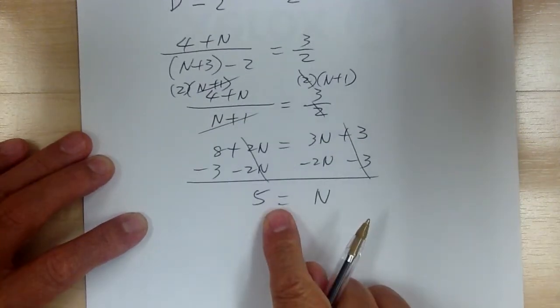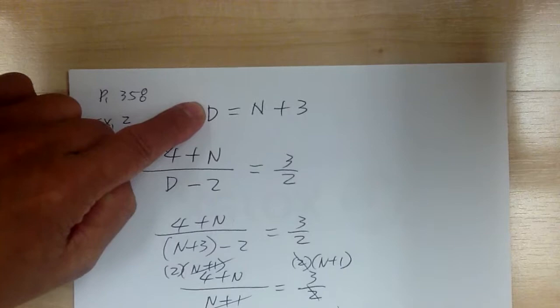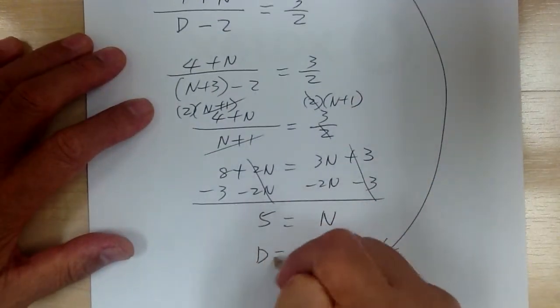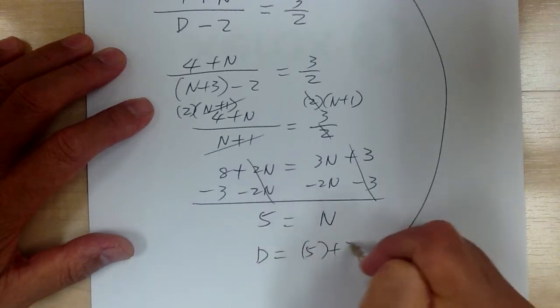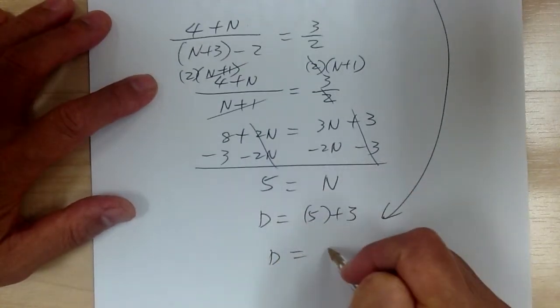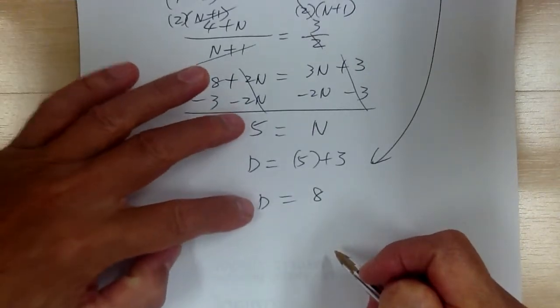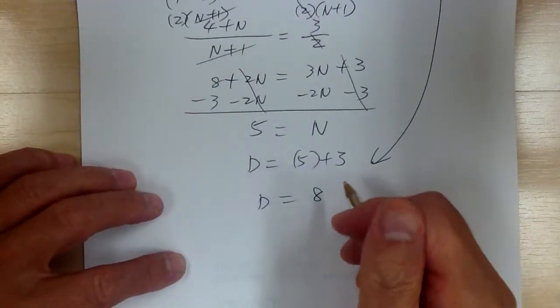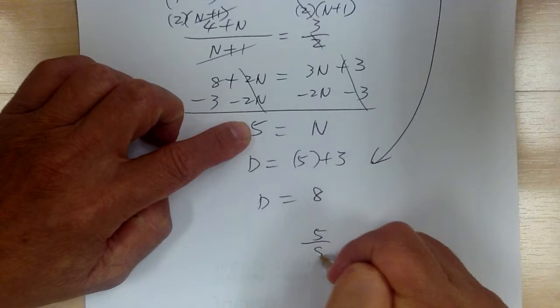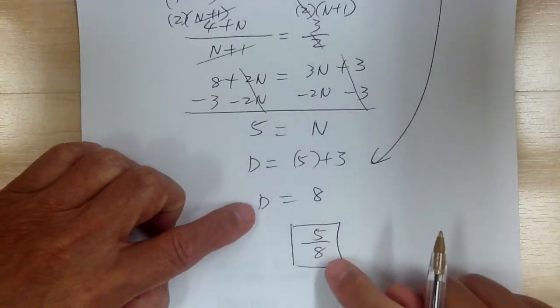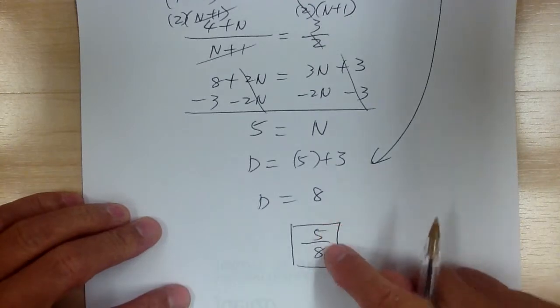Once I find n equal to 5, I can come here to get my d. So d equal to 5 plus 3. So d equal to 8. But don't box that. This is not your final answer. Your final answer is going to be 5 over 8. Right? The numerator is 5. The denominator is 8. So it'll be 5 over 8.